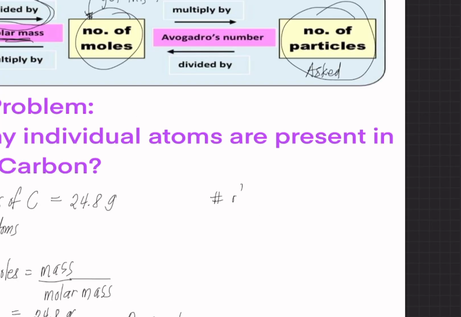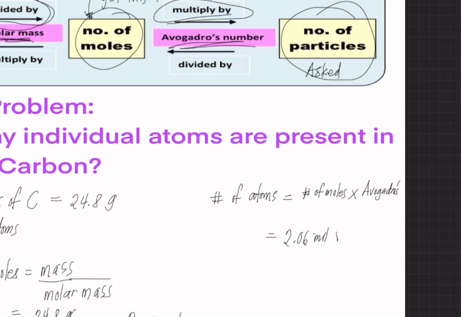Kung nakuha na nato ang number of moles, then ato na siyang i-multiply sa Avogadro's number which is 6.02 times 10 to the 23 particles aron makuha nato ang number of particles nga naa sa 24.8 grams carbon.